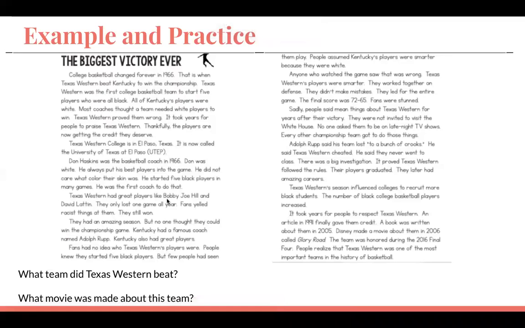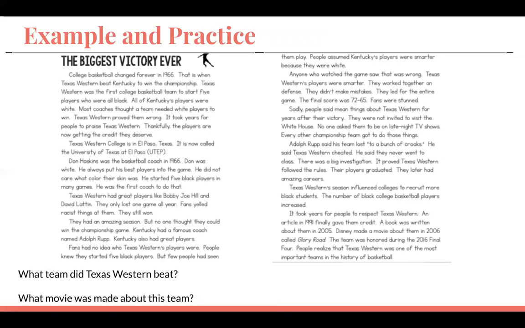That is when Texas Western beat Kentucky to win the championship. Texas Western was the first college basketball team to start 5 players who were all black. All of Kentucky's players were white. Most coaches thought a team needed white players to win. Texas Western proved them wrong. It took years for people to praise Texas Western. Thankfully, the players are now getting credit that they deserve.